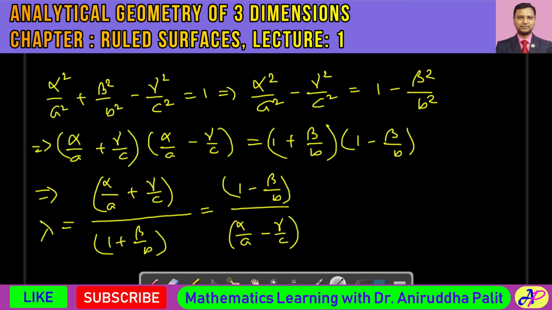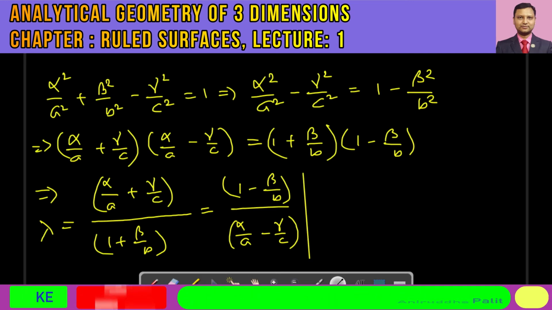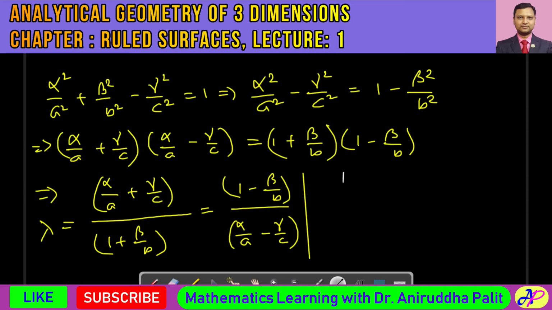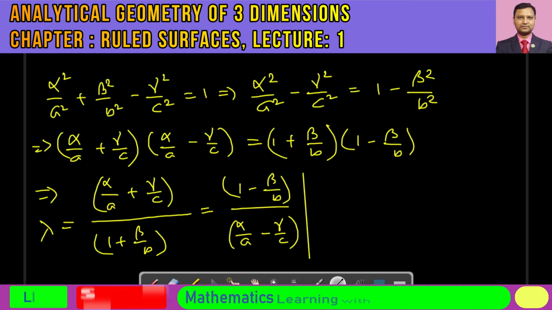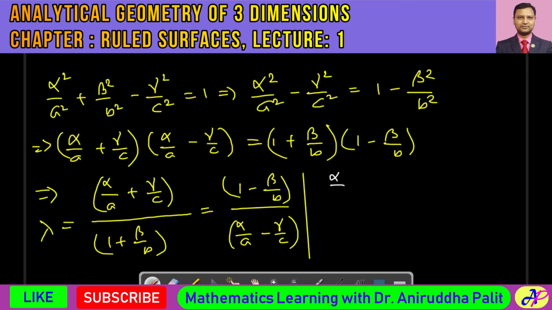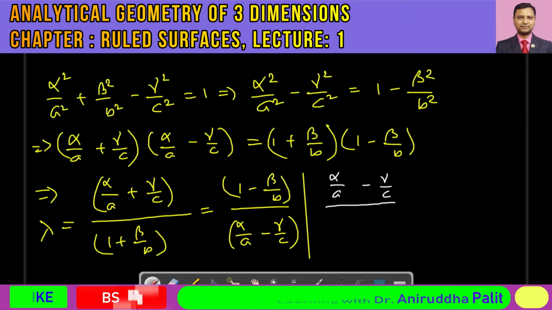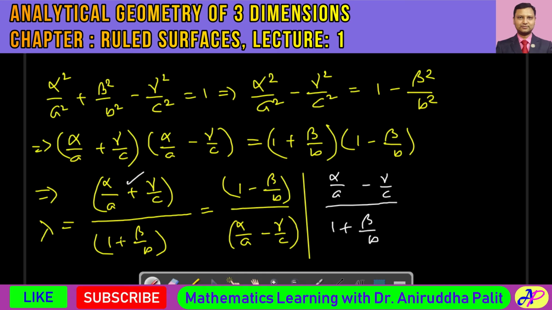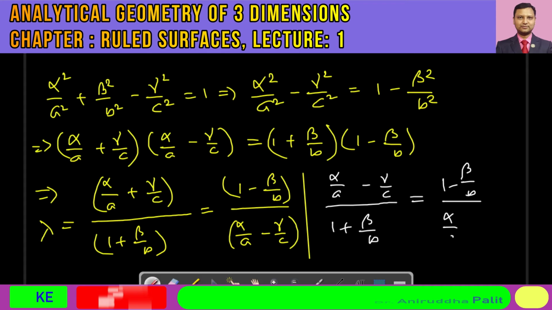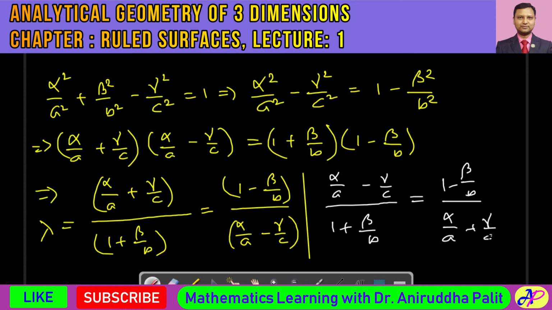Similarly, you can consider the second system just like this, alpha by a minus gamma by c. Now I am making the group of this minus and plus: alpha by a minus gamma by c divided by 1 plus beta by b. Previously we had plus and plus in both numerator and denominator, but we have just interchanged them. And over here, 1 minus beta by b divided by alpha by a plus gamma by c.